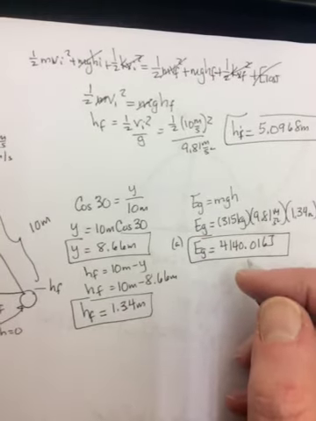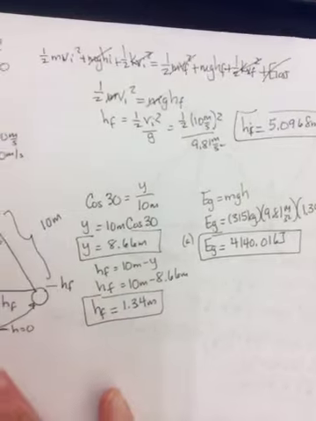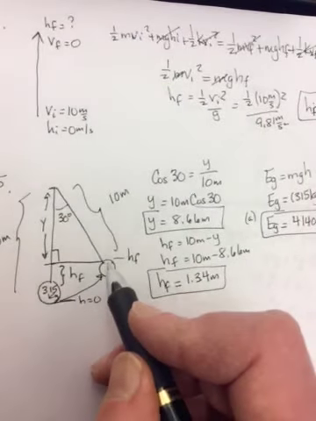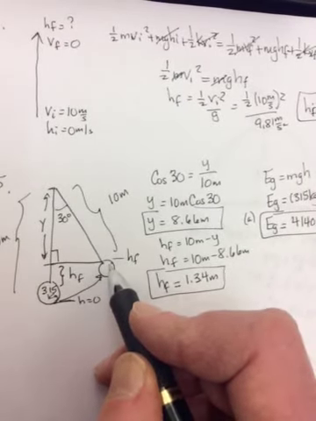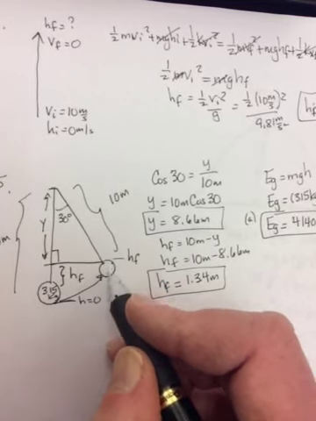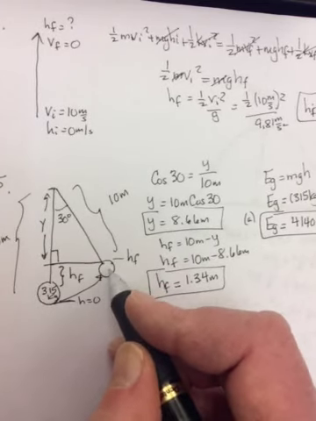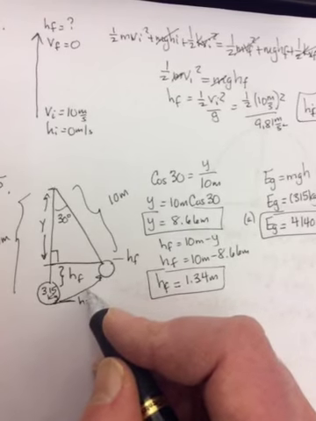B says, what will be the kinetic energy of the wrecking ball when it falls back down? So it has 4,140 joules of energy up here in its gravitational potential. As it swings down, it's going to lose that, but it's going to pick up speed.